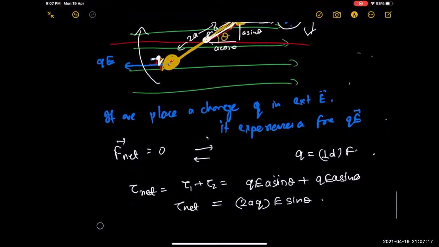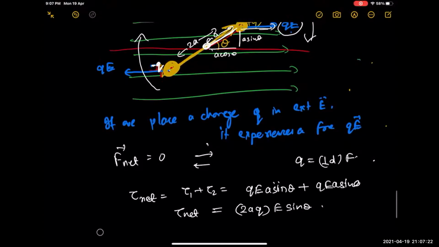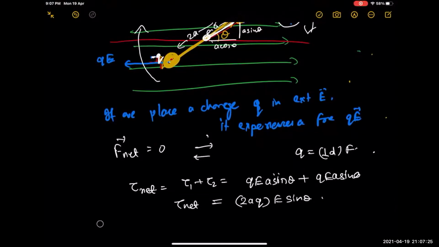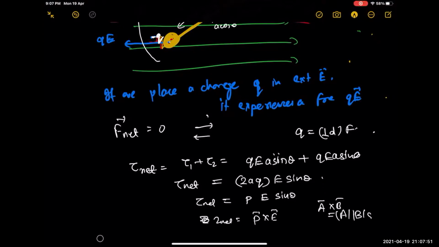Everyone okay? And what is 2aQ? It is the P vector magnitude. What is E? And what is sin theta? These are magnitudes of P and E. So therefore, tau net is PE sin theta. I'll write it as P cross E, because A cross B is mod A, mod B sin theta.